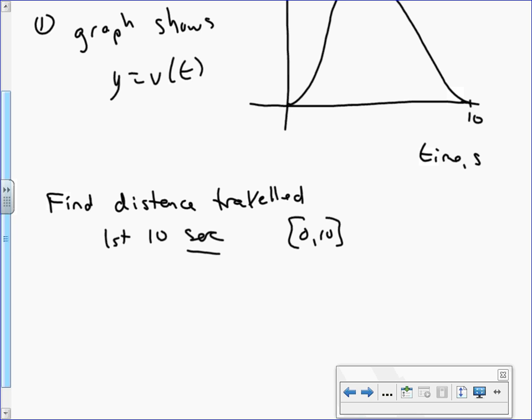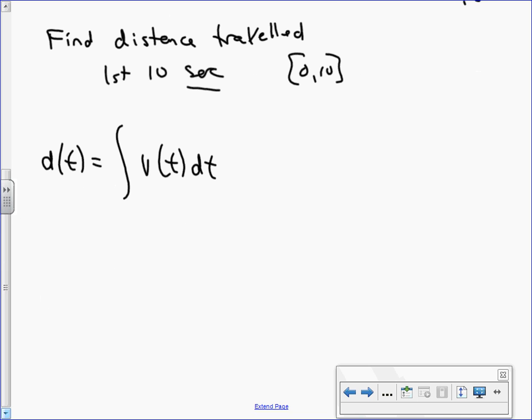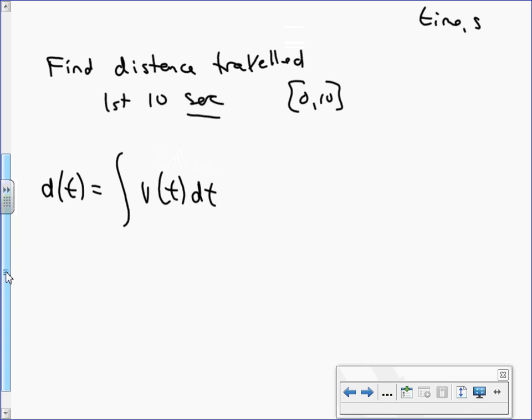All right, if you have velocity, you want distance, you're going to have to go backwards from that. The distance traveled, so we need an antiderivative of the velocity. That's going to take us back to the position function. And because this graph is always positive, we can just evaluate this from 0 to 10. When I take this antiderivative, it's going to take me to position. Then I'm going to plug in the 10, and I'm going to plug in the 0, and that's going to tell me how far it has traveled.